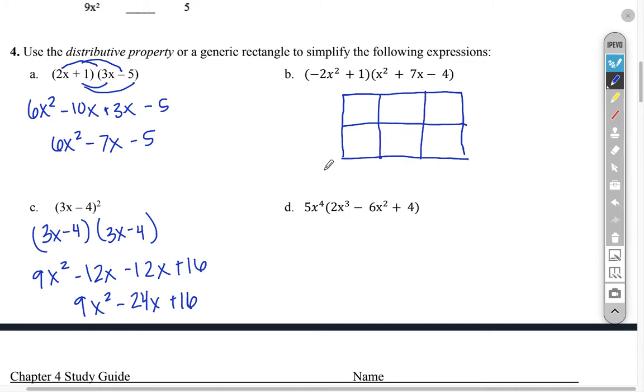All right, and then remember, we just fill it out. So we have negative 2x squared, 1x squared, 7x, and negative 4. So we have 1 times x squared is x squared. 1 times 7x is 7x. 1 times negative 4 is negative 4. Negative 2x squared and x squared is negative 2x to the 4th power.